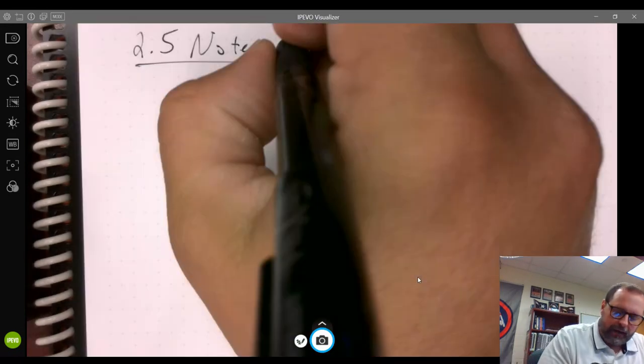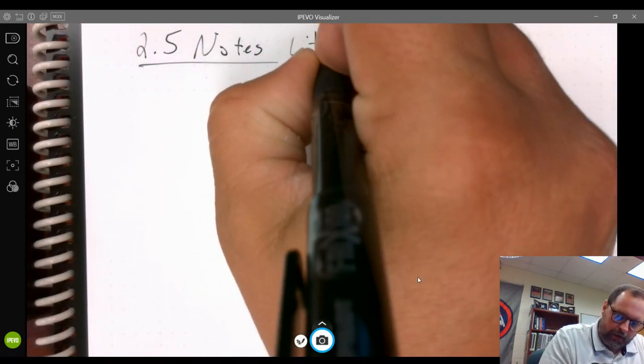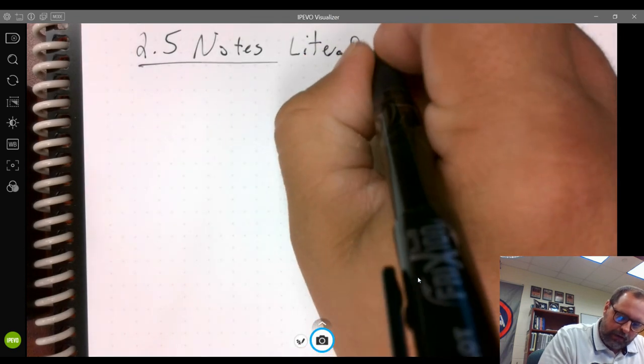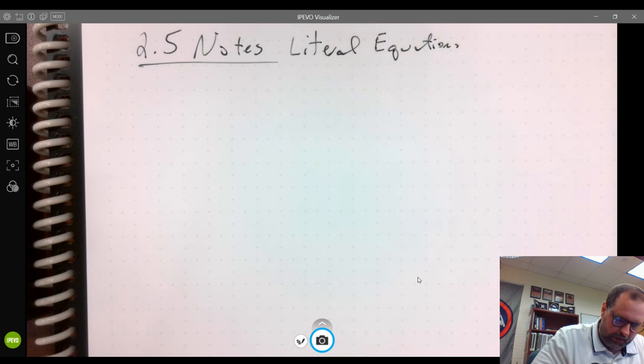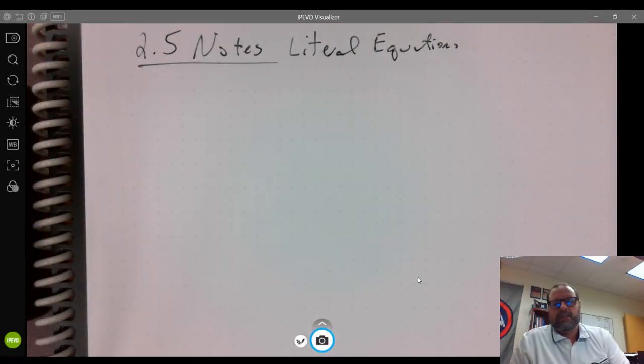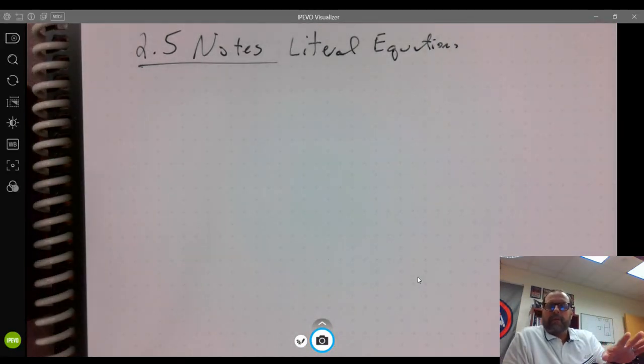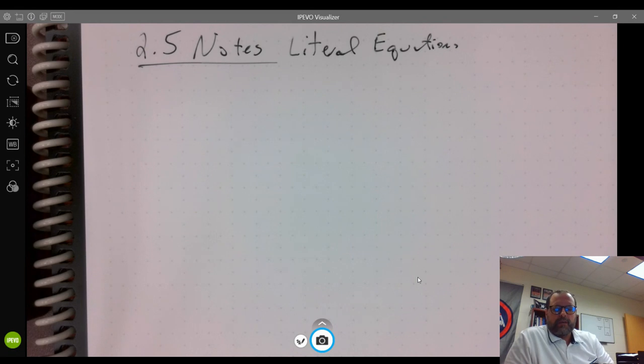So 2.5 notes are what we call literal equations, probably one of the most misused and overused words. And people always say literally, but that's a whole other thing that I'll talk about some other time.